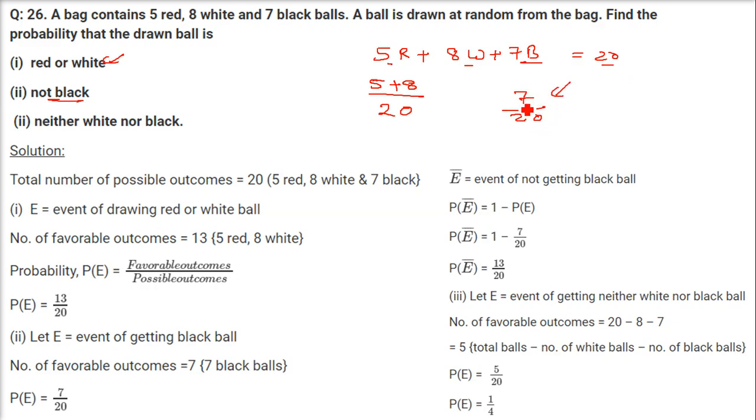7 by 20 is the probability of getting a black. How to find out not black? You just subtract it from 1. 1 minus 7 by 20 is going to be 13 by 20.